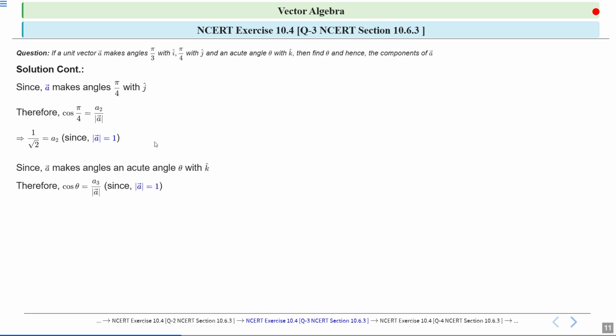Got it? Now, since A vector makes an acute angle theta with k cap, therefore cos theta will be A3 upon magnitude of A vector, right? Since magnitude of A vector is equal to 1. Got it? So A3 will be equal to cos theta. Clear?